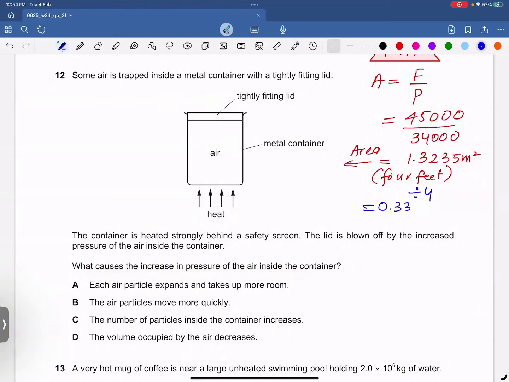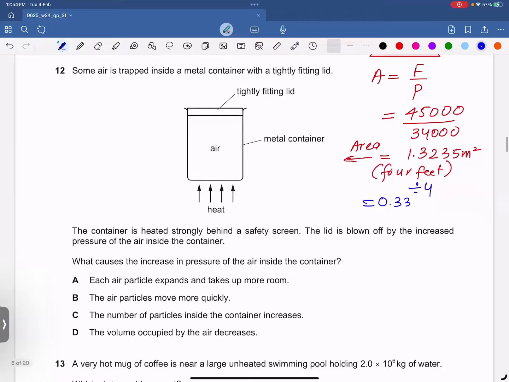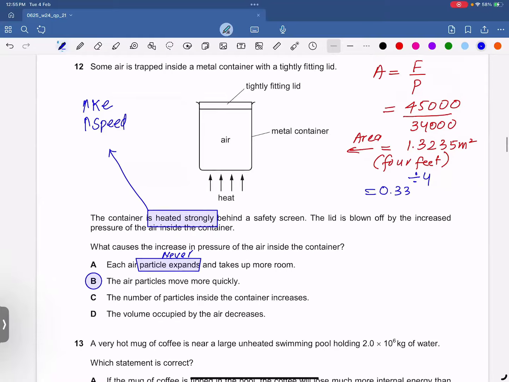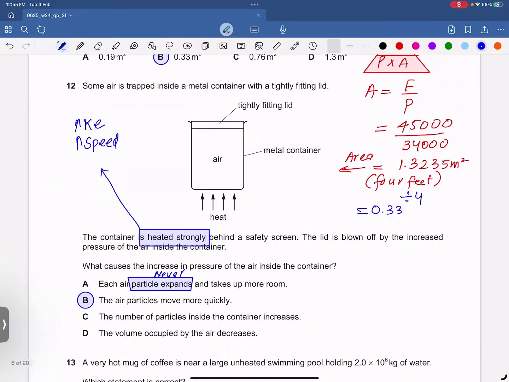So dear students, here is the answer. Whenever you heat anything, the heat causes an increase in kinetic energy of particles, so an increase in speed of particles. When speed increases, the particles collide with the walls of the container more often. So you can check which option is there. Each particle expands? Students, particles never expand. The particles move more quickly. Yes, when you increase the temperature, kinetic energy increases and particles move fast. The option is B. We proceed to question number 13.